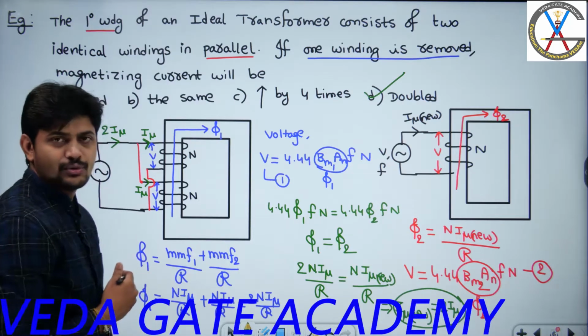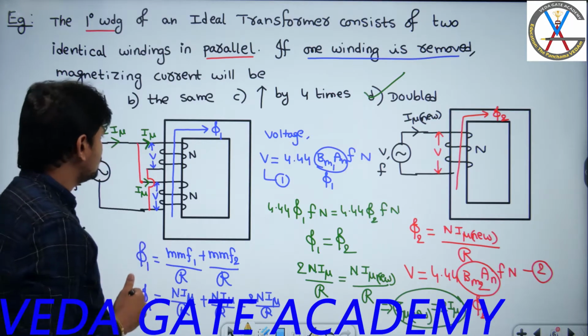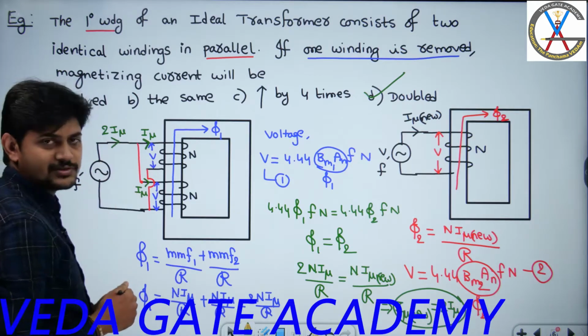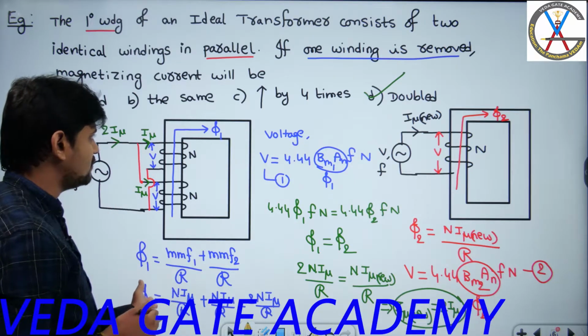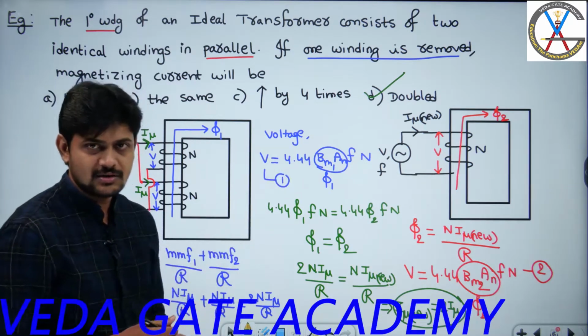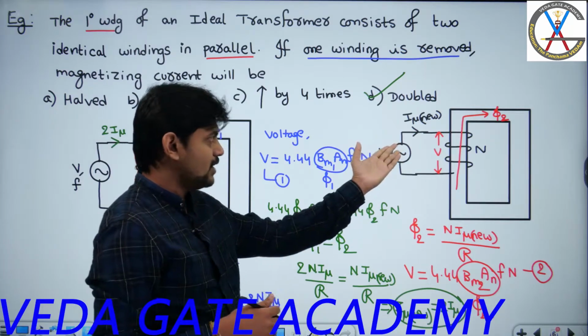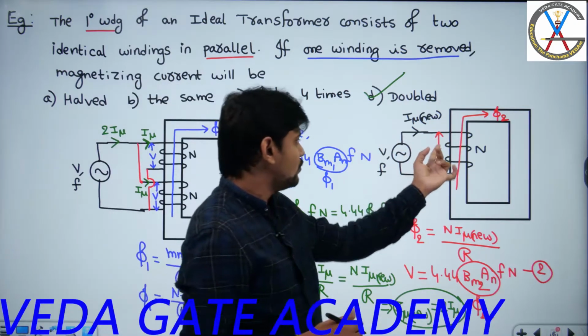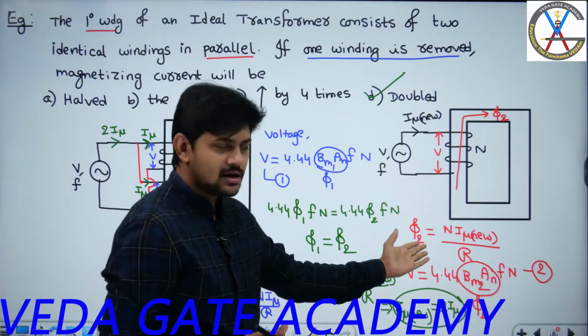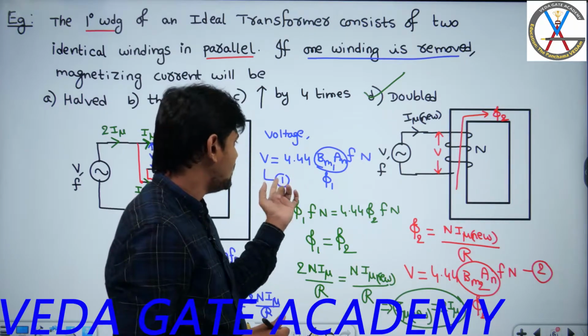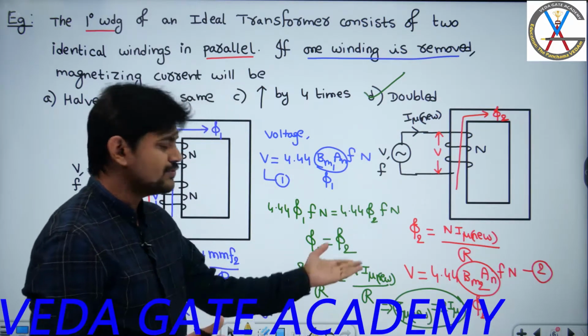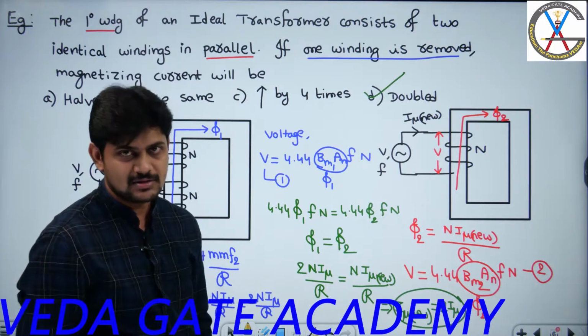So this is how we need to do the analysis. Are you following? Initially we connected two windings in parallel, and we got the total flux expression and the voltage across one coil. After that we removed one winding and saw the voltage across this coil, calculated the flux, and equated the voltage across the coil. So we got the final expression for the magnetizing current.